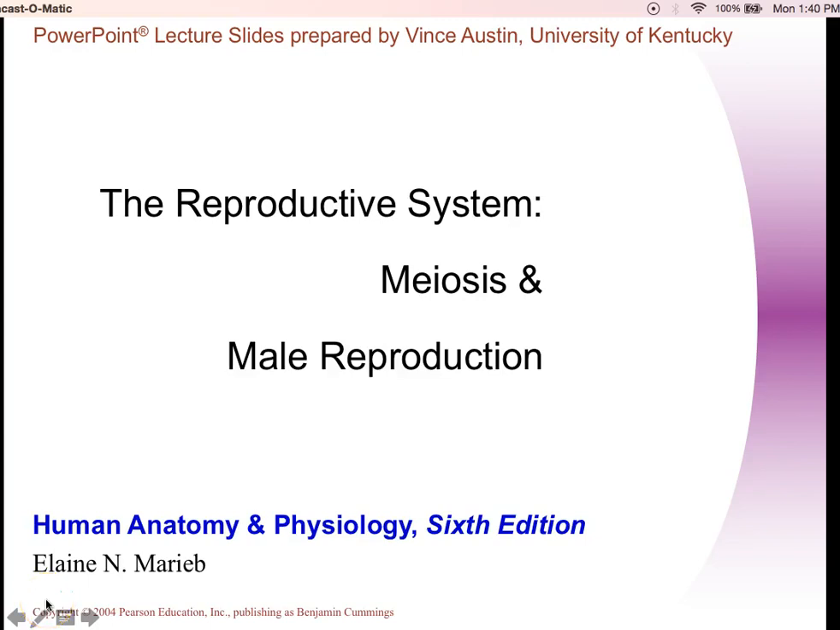And welcome to the reproductive system. This is going to be in two parts. The first part is going to be the process of meiosis, or reduction division, or how to make egg and sperm. And then the second one is going to be male reproduction. All of this is going to be in this PowerPoint. Then there's a separate PowerPoint for female reproduction, since it's much more complicated.